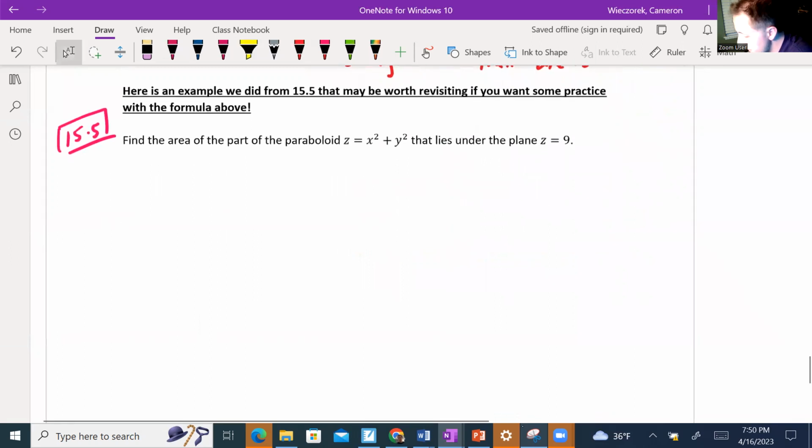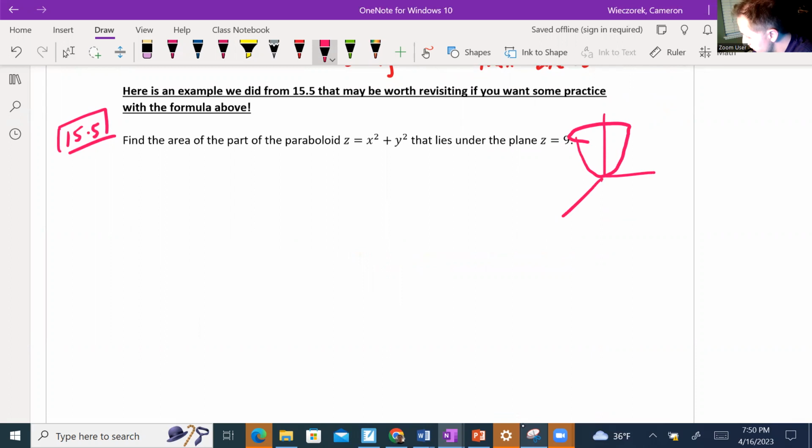Okay. Find the area of the part of the paraboloid z equals x squared plus y squared that lies under the plane z equals 9. Okay. So kind of what you're looking at, here's your paraboloid. Once the plane slices through it, there's the plane z equals 9. We're looking for just the area right here of this surface. That's S. And that's given by this equation: z equals x squared plus y squared describes that surface.